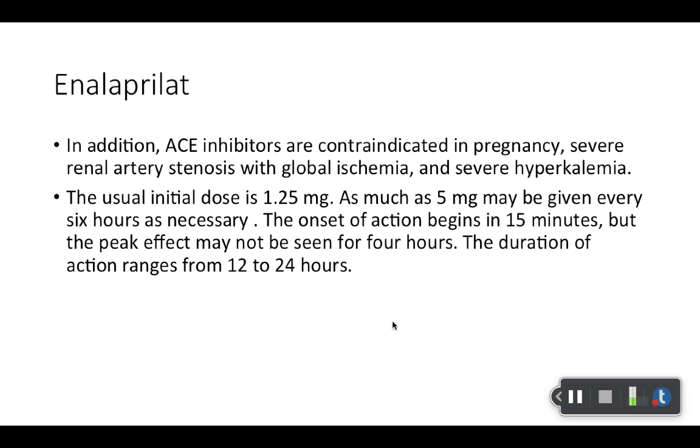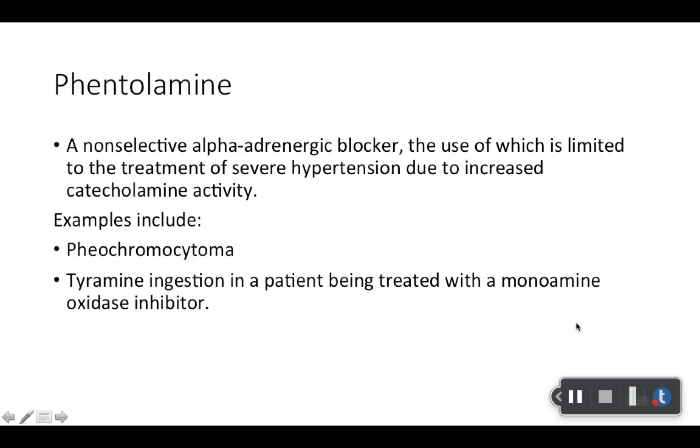Please note though, like with all ACE inhibitors, as we review for you guys, it is absolutely contraindicated in pregnancy. So definitely avoid in pregnant patients, but it also has a couple more contraindications: severe renal artery stenosis with glomerular ischemia and severe hyperkalemia.